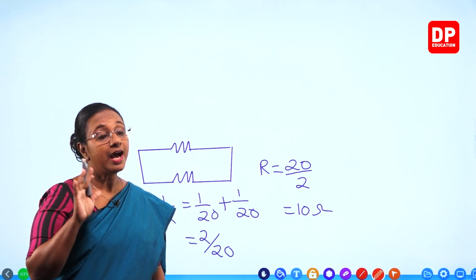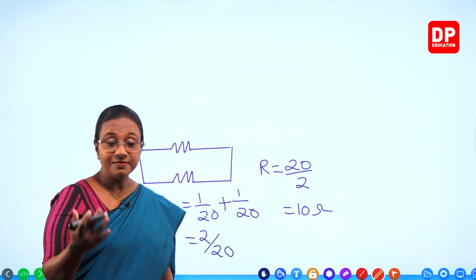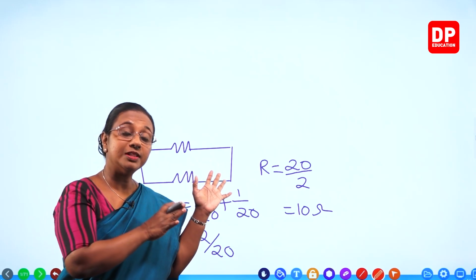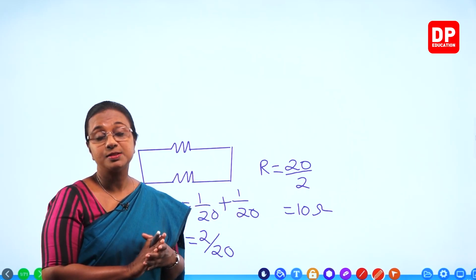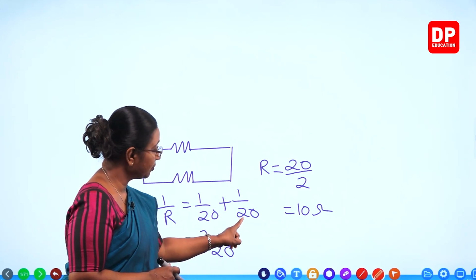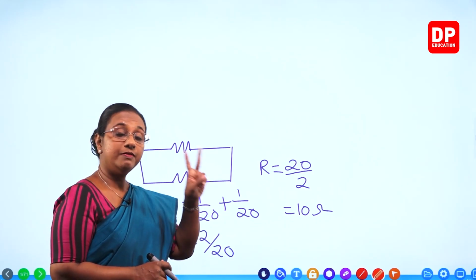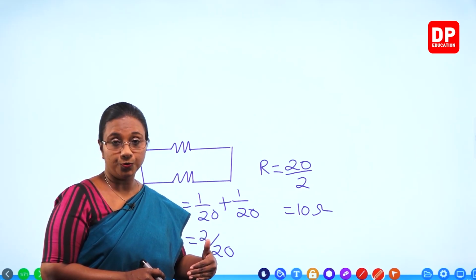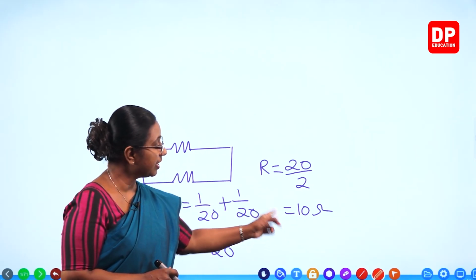So I have told you all this. For convenience, you can use these short methods, but for the answer, you have to explain it properly. By looking at the values, if it is a 20 ohm resistor and you have 2 of those, the value gets divided by 2. So 20 divided by 2 is 10.